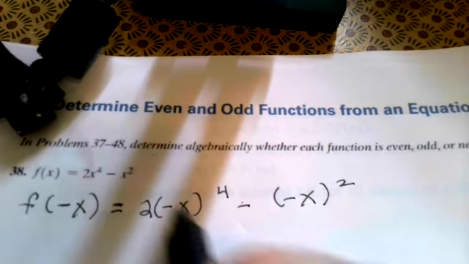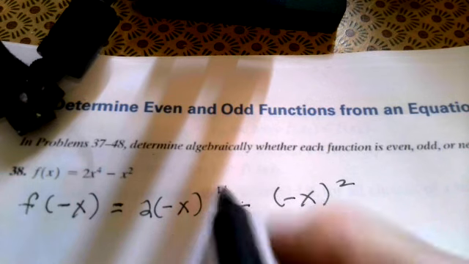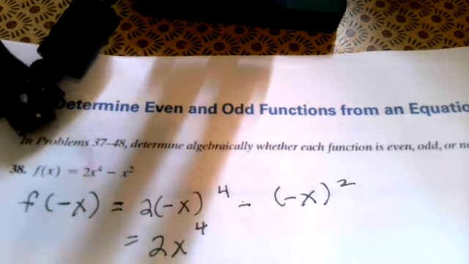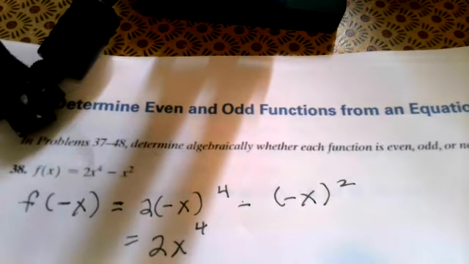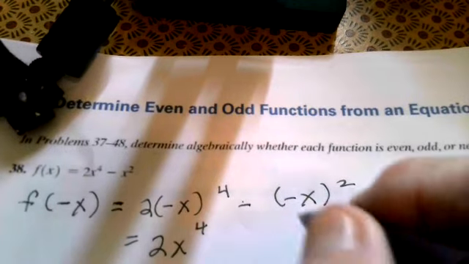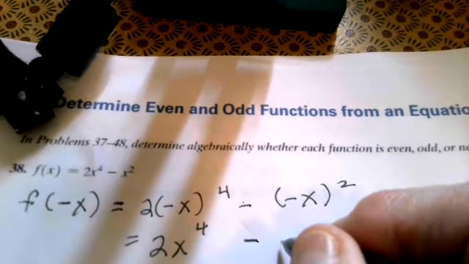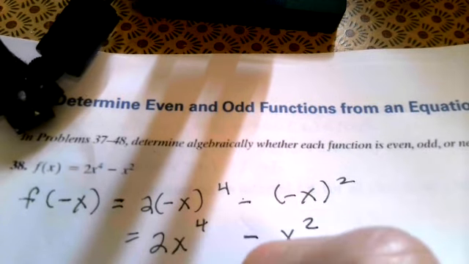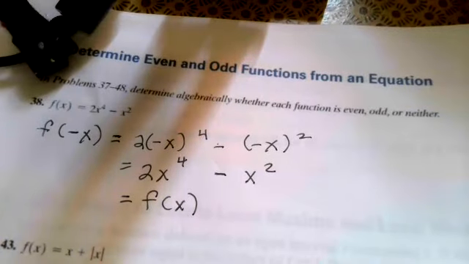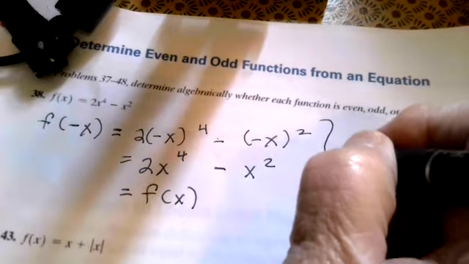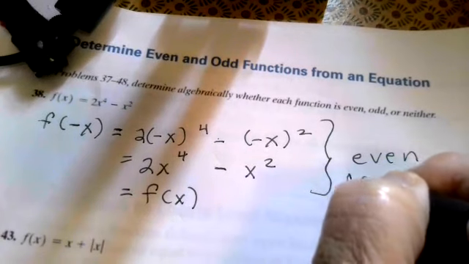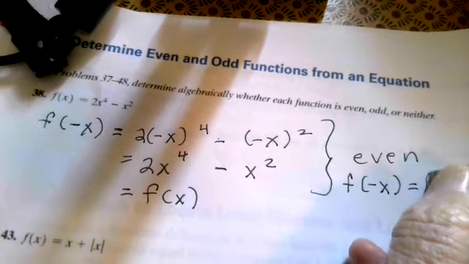And you know, when you raise a negative to an even power, it becomes positive. And you could raise that to the fourth power. If you write four negative x's next to each other and multiply, it's going to come out positive. Same thing here. So this is going to be an x squared. But this is the same thing as what we started with. Well, that's what it means for a function to be even. So this is going to be even. And what happened here was f of negative x equals f of x.